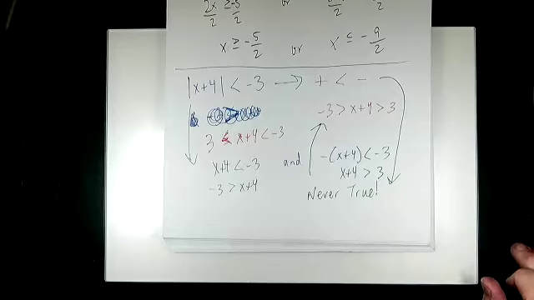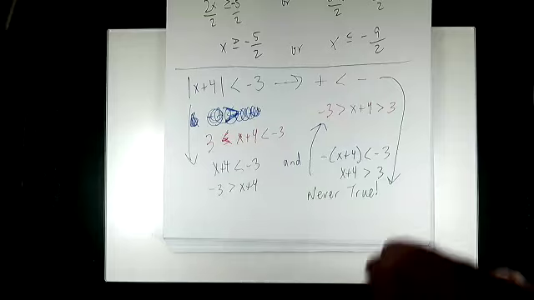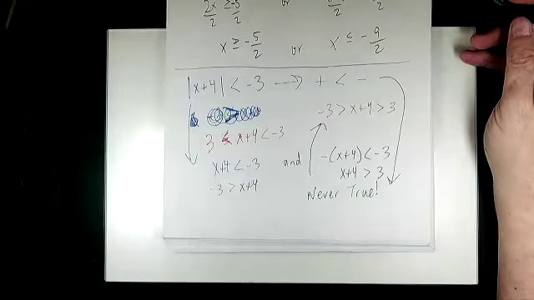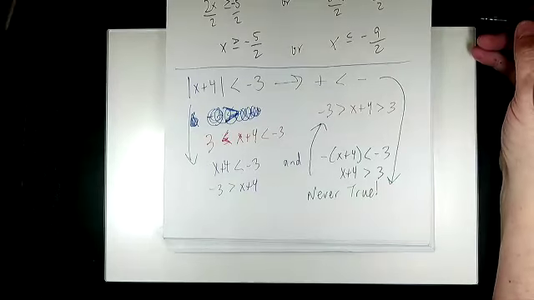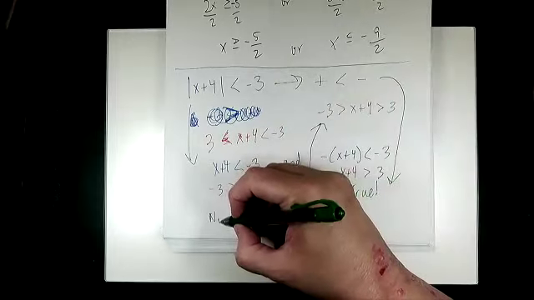Even if you get rid of the absolute value, it doesn't work. It'll work if there's no absolute value. I could definitely solve it without the absolute value: x plus 4 less than -3. It changes the equation entirely. Well, what's the answer? It's just a bunch of scribbles. So there's no solution.